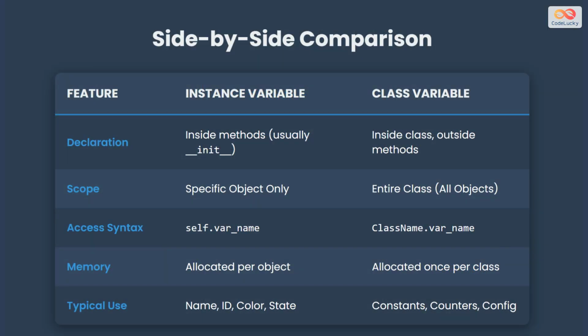Here is a quick comparison. Instance variables use self and are for unique data. Class variables use the class name and are for shared data. Instance variables take up memory for every object you create, whereas class variables are stored just once for the class.